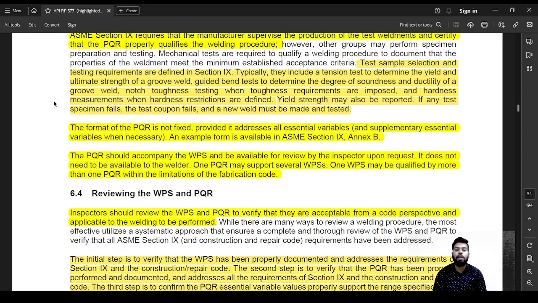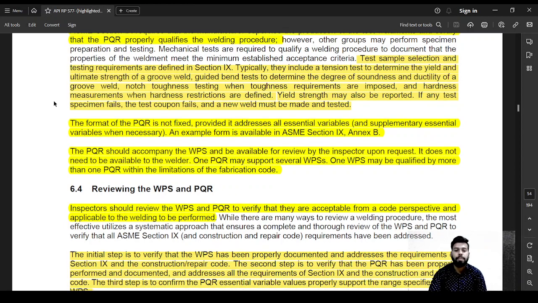The format of the PQR is not fixed, provided it addresses all the essential variables and the supplementary essential variables necessary. A sample form is given in ASME Section 9. A PQR should accompany a WPS and be available to review at the inspector's request. It does not need to be available to the welder. One PQR may support various WPSs, and one WPS may be qualified by more than one PQR within the limitations of the fabrication code.